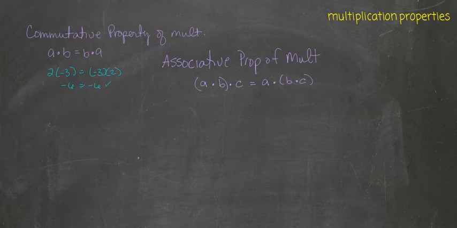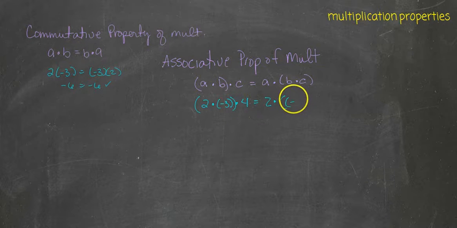And so an example of that would be 2 times negative 3 times 4 equals 2 times negative 3 times 4. So you can see that I have associated them differently. Who each person is sitting with doesn't really matter as long as all the people are there. So let's finish this one up.